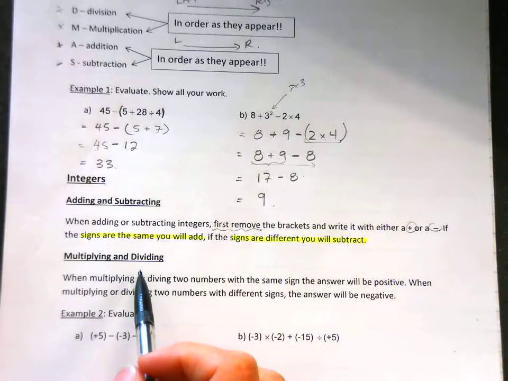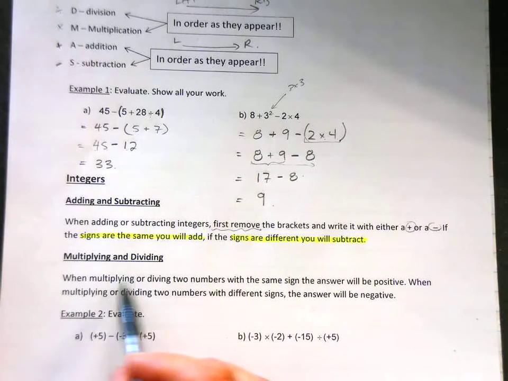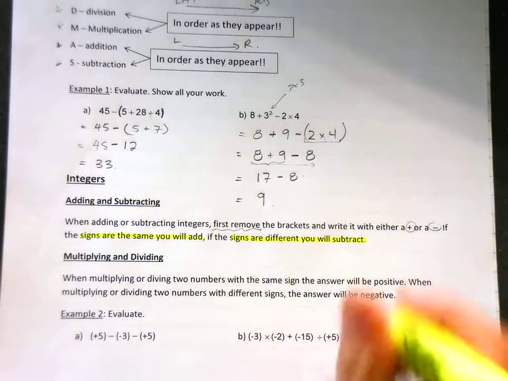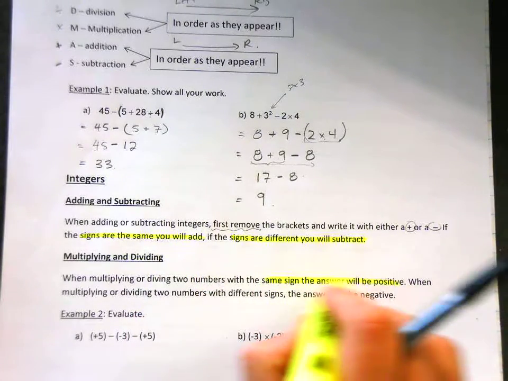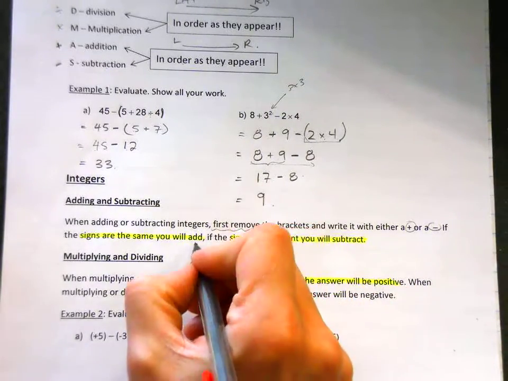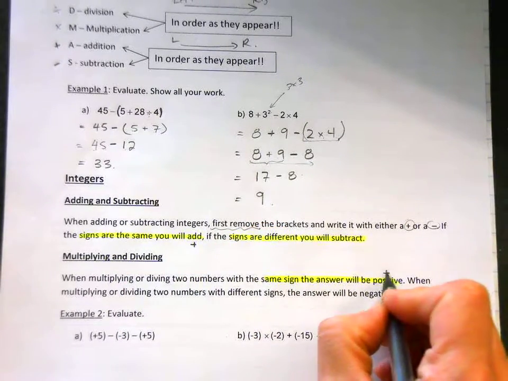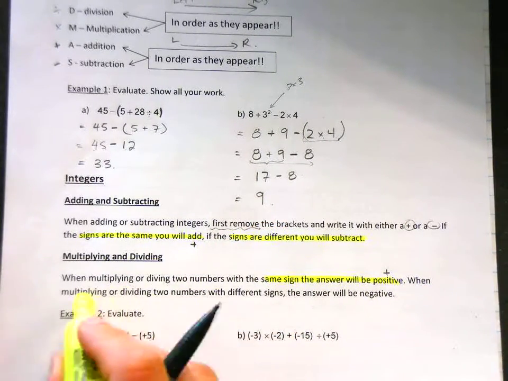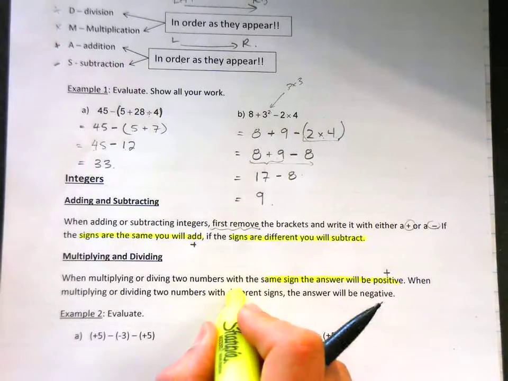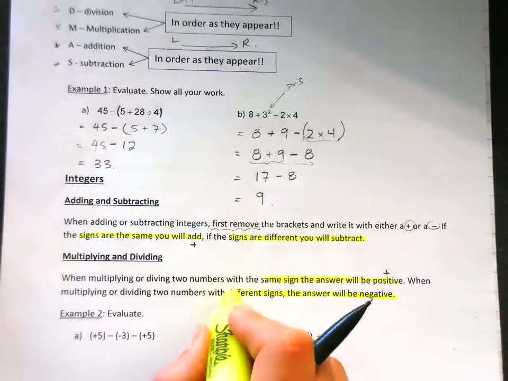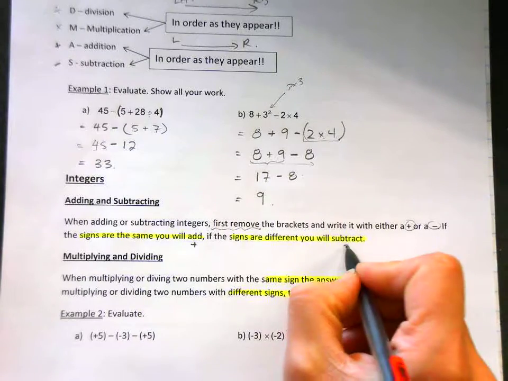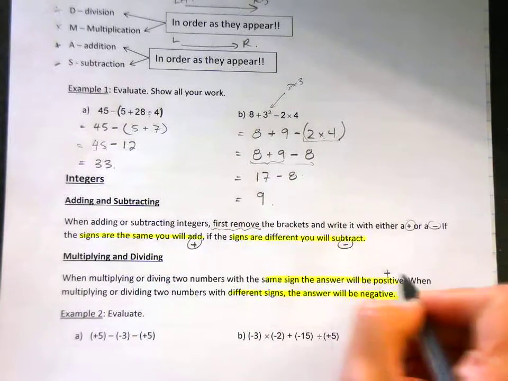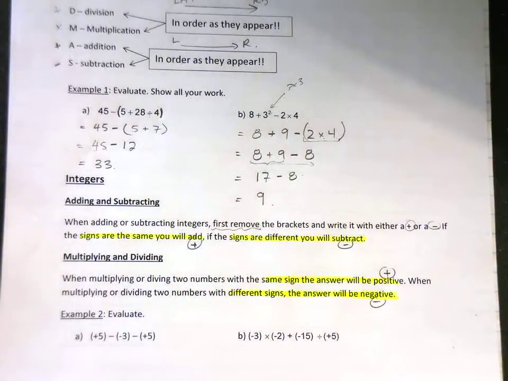Multiplying and dividing are a little bit different, okay? When you multiply or divide numbers with the same sign, the answer will be positive. When we think of add, I think of positive as being positive. When we multiply and divide two numbers with different signs, the answer will be negative. Okay? So it's kind of like the same rule, to be quite honest.